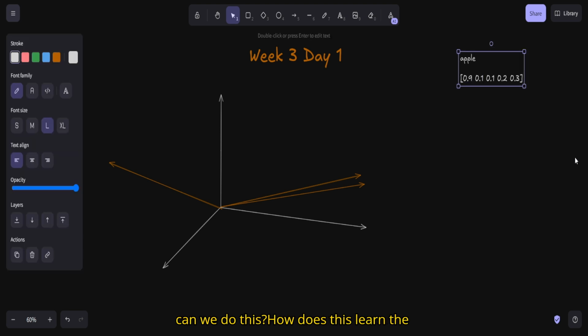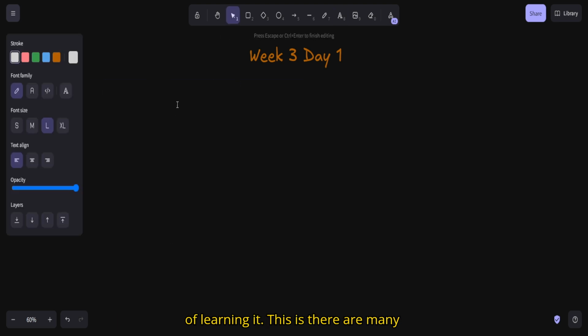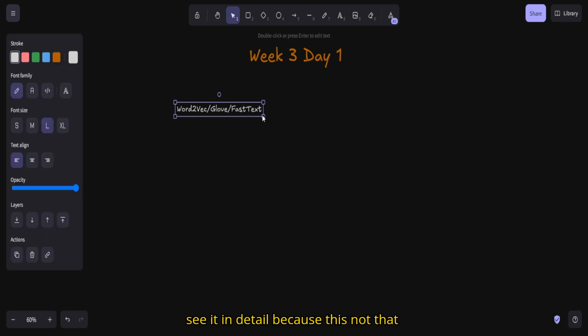So how can we do this? How does this learn the embeddings? There are many ways, okay, but I'll explain two. The main, very famous ones are word2vec, GloVe, and FastText. I'll just explain the first two in detail. FastText you can see, but not in that much detail. You only need word2vec in very much detail. GloVe is also not that much required, but since it's a very easy thing, we'll explain it.